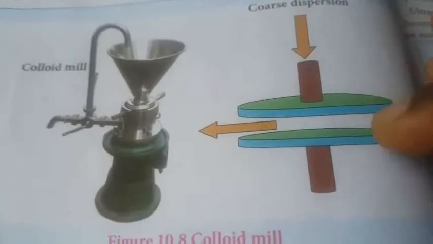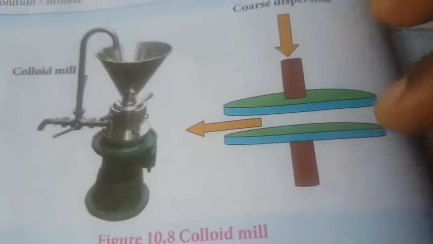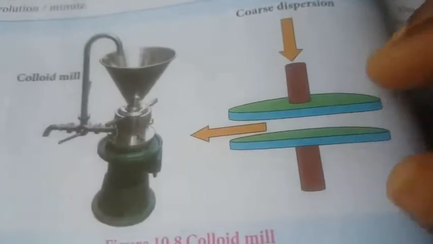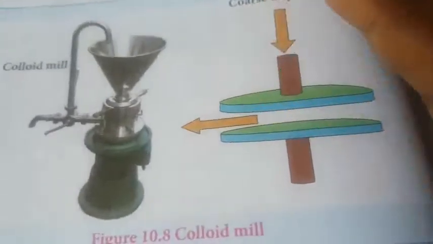Here there are two metal plates. They continuously rotate at 7,000 revolutions per minute. According to the size you want, you adjust the metal plates. By this method the colloidal solution of ink and graphite can be prepared. This is called a colloidal solution.